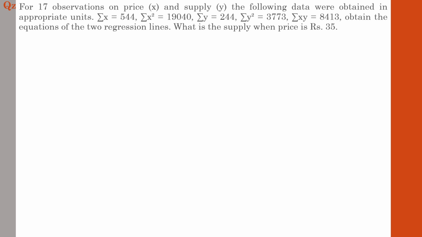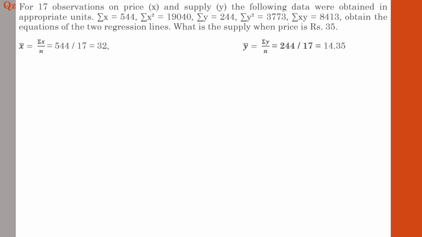Let us find out the two regression equations. Since the values are already given in the question, just substitute the same in the equations. So we will begin with finding out the mean. In almost all regression cases, you need to find the value of mean of x as well as mean of y. So mean of x is sigma x by n. Sigma x is already given, 544 divided by 17 equal to 32. Likewise, mean of y is sigma y by n. Sigma y is given, 244 divided by 17. You will get 14.35.